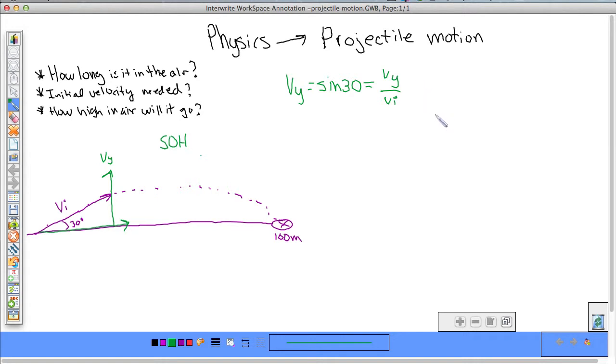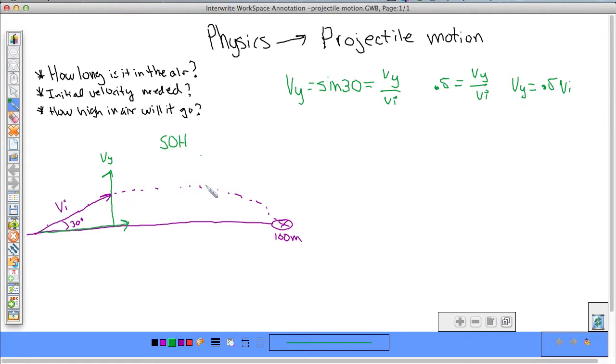Okay, so what do I do with that? Well, let's go ahead and take the sine of 30. The sine of 30 equals 0.5. So let's keep going with this. 0.5 is going to equal Vy over Vi. So that means that velocity in the y direction is going to equal 0.5 times Vi. All right, so let's hang on to that for just a second.